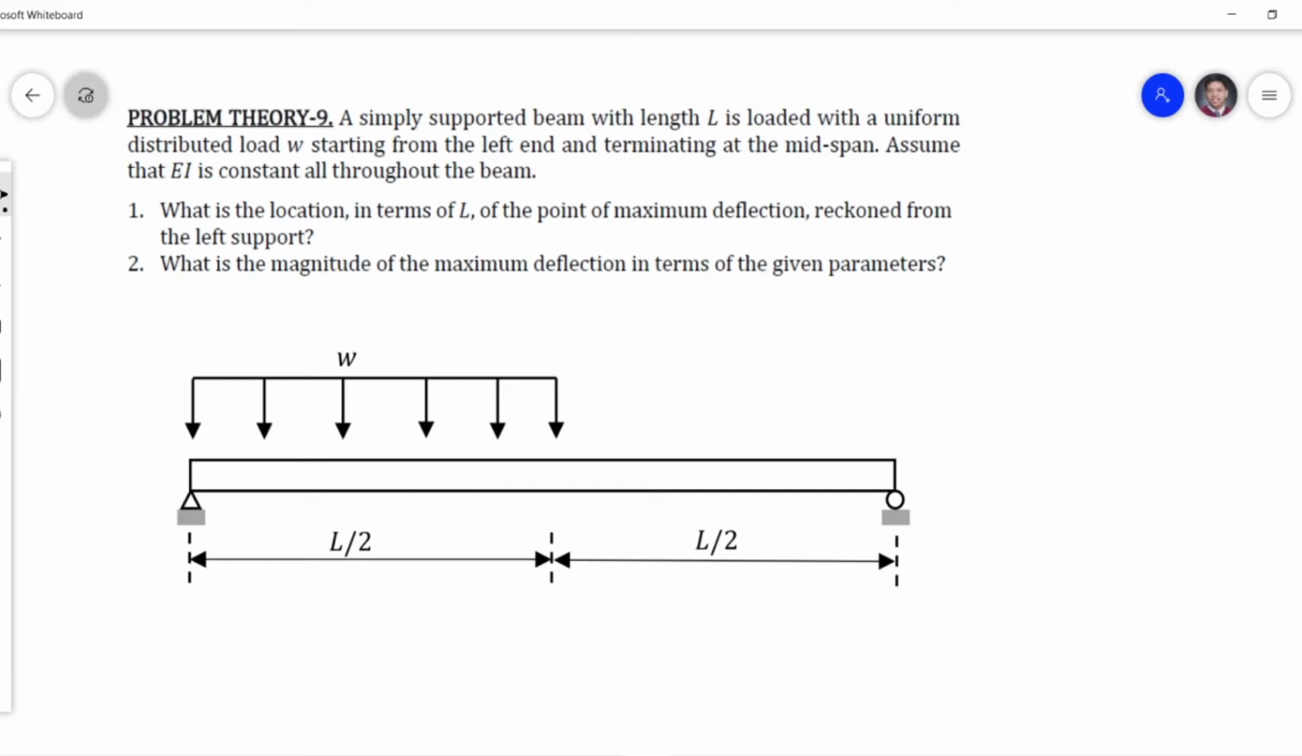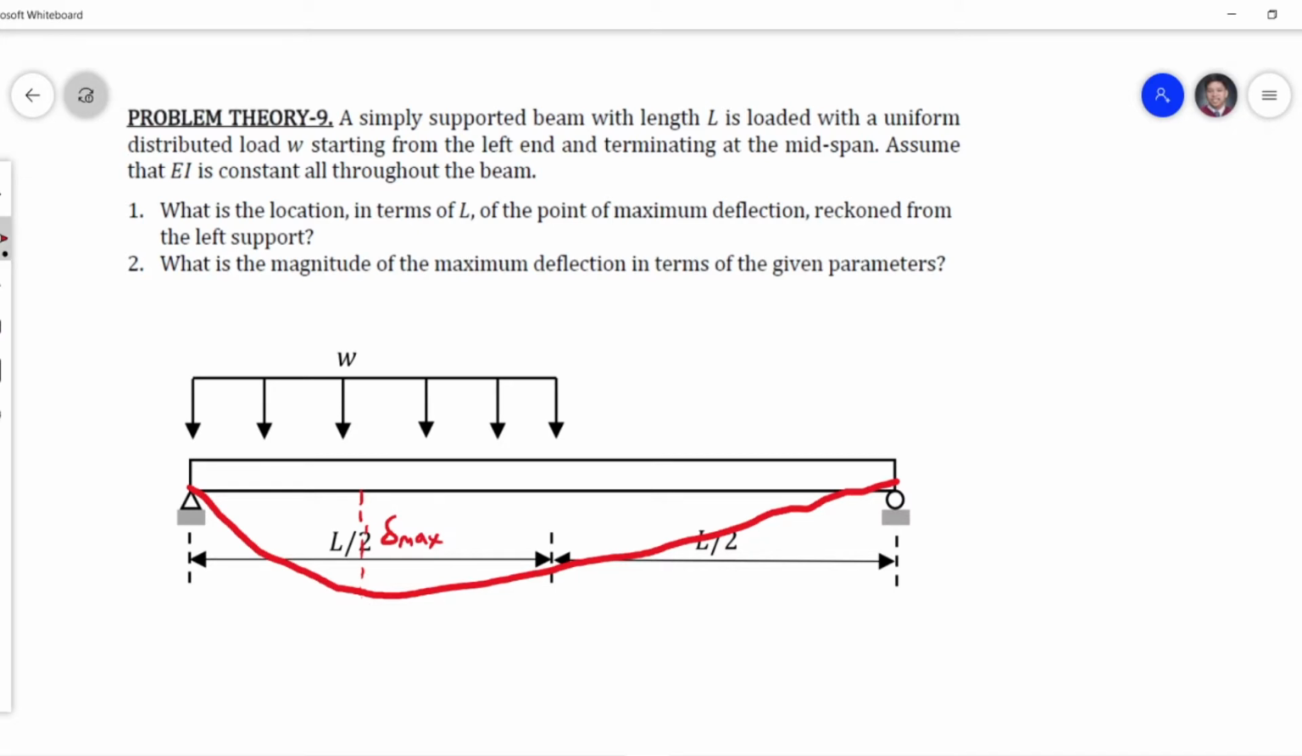So, first things first, no? I-draw muna natin, estimate natin yung magiging elastic curve niya, kung paano ba magde-deflect yung beam natin. So, tentatively, gaganyan yung beam natin. So, ganun yung deflection ng beam natin. Ang maximum deflection niyan would be somewhere here, malapit sa left support natin. So, yun yung kailangan nating hanapin. Ano yung value niyan? And saan siya nakalocate?